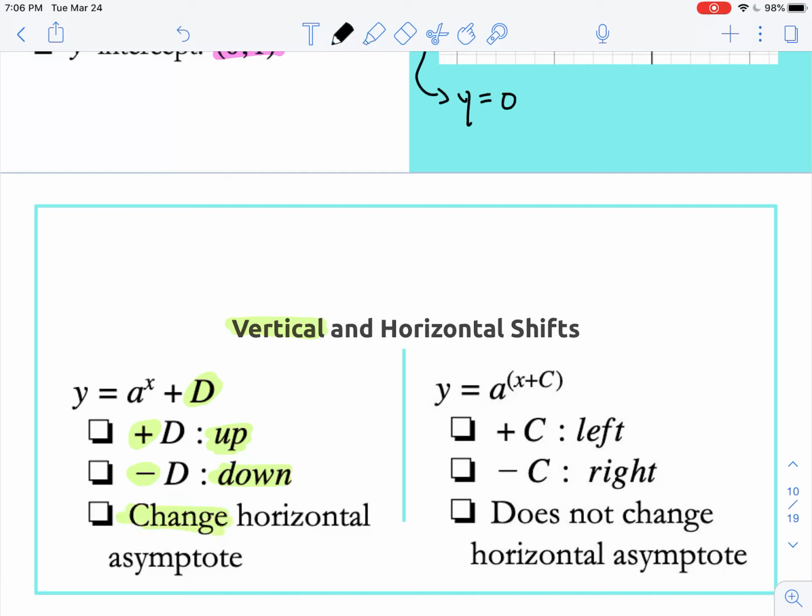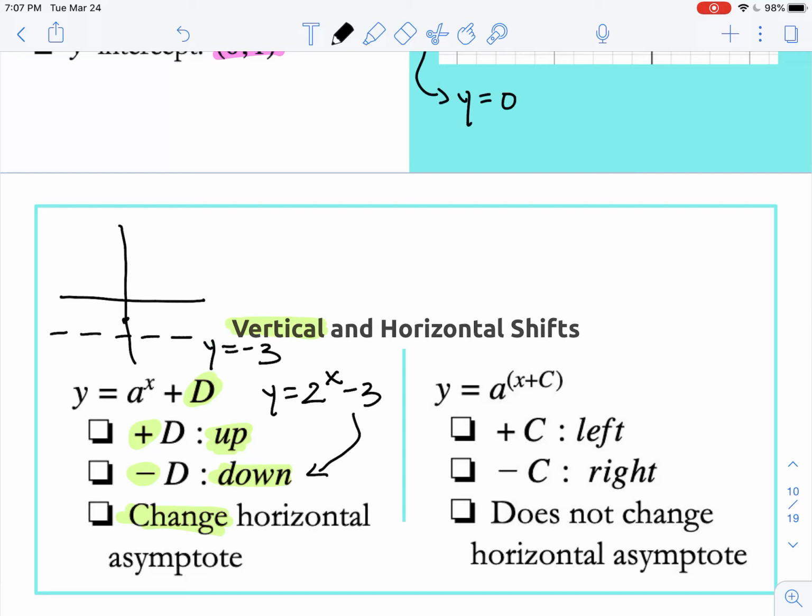Just to give you an idea of what that looks like, I could take a regular exponential function, and if I said y equals 2 to the x minus 3, that's going to correspond to this case. I'm going to move the function down 3. In fact, my horizontal asymptote is now y equals negative 3. And then I'm going to have the rest of the graph following that very same shape.